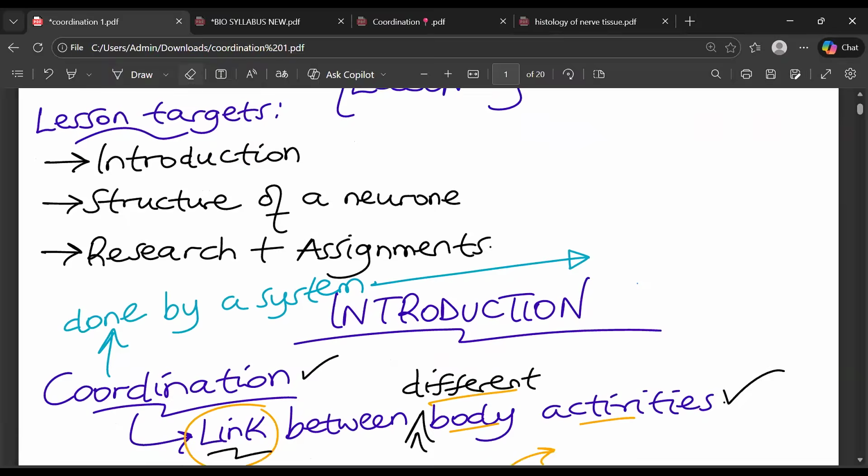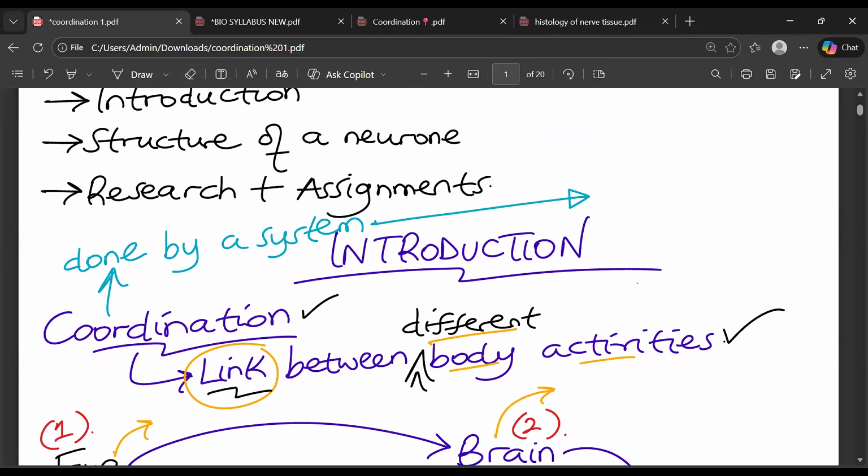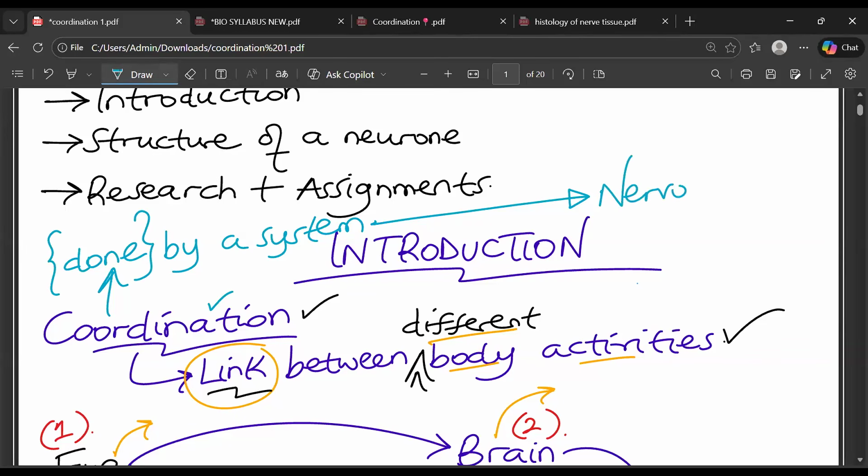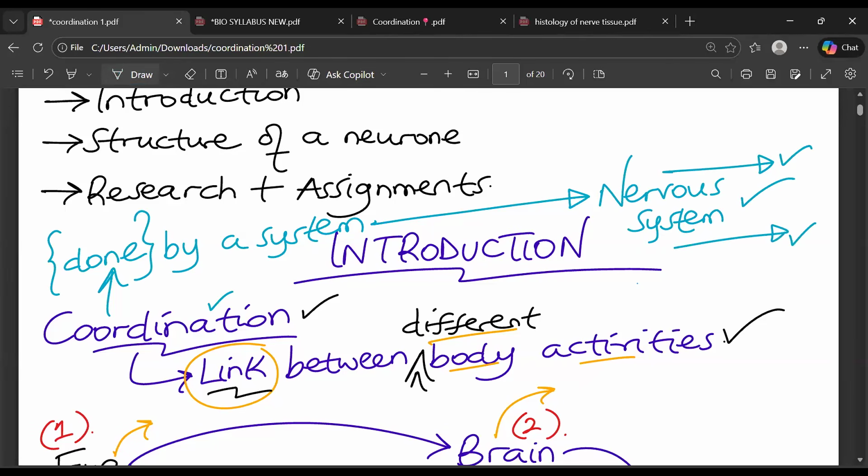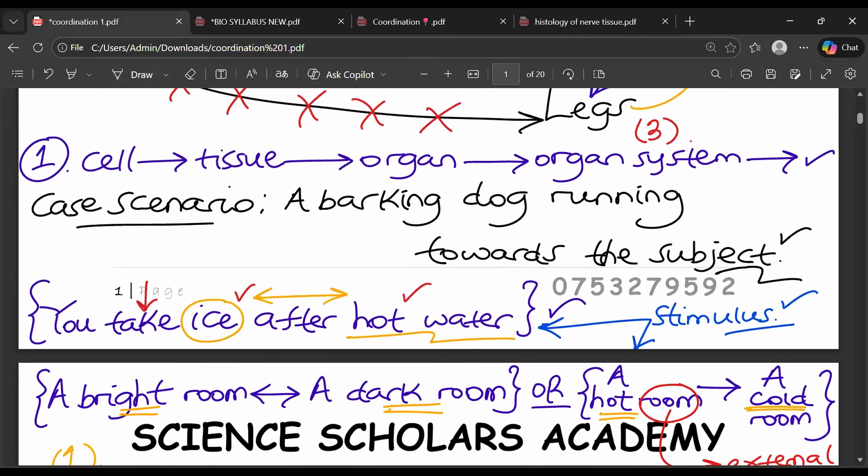So coordination, you're linking different body activities. That means different body organs are taking part. And organs make up a system. So that means for coordination to be successful, we need a system. All this coordination is done by a system. And that system in place is what they call the nervous system. I'm not going to waste time and tell you why it's really called so. So have it in mind that it's the nervous system that is going to lead everything. So that's how the nervous system comes about.